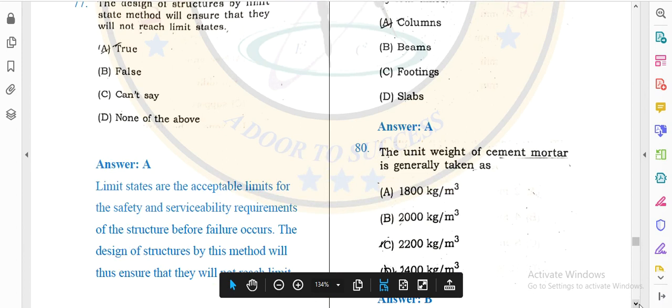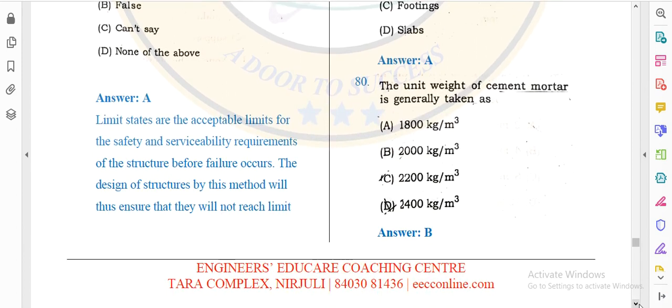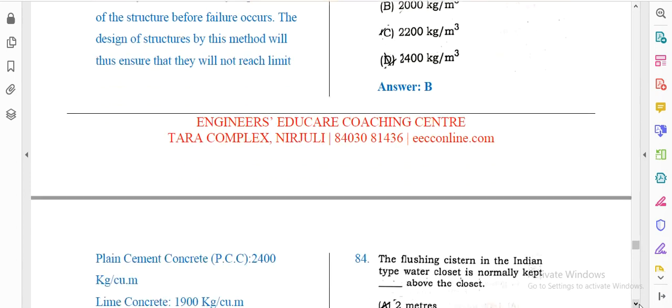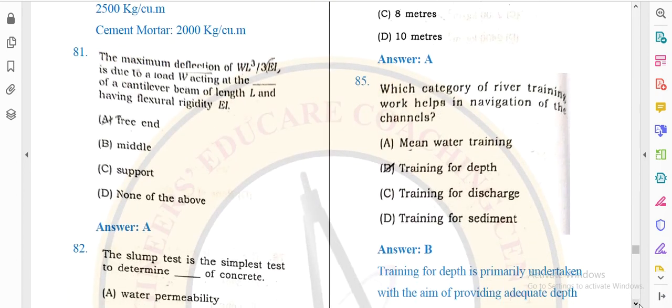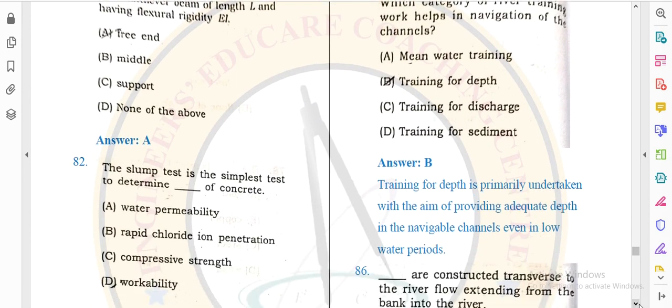Question number 80. The unit weight of cement mortar. Cement mortar unit weight is option B, that is 2000 kg per meter cube. Question number 81. The maximum deflection, WL cube by 3EI, is due to a load W acting at the free end of a cantilever beam of length L and flexural rigidity EI. So 3EI will be the answer.